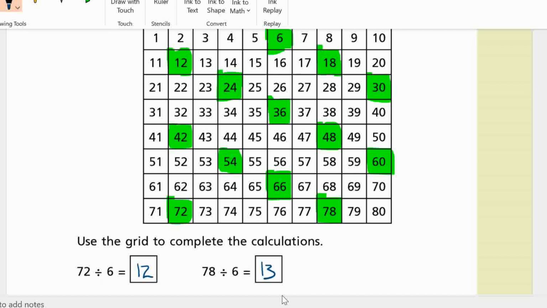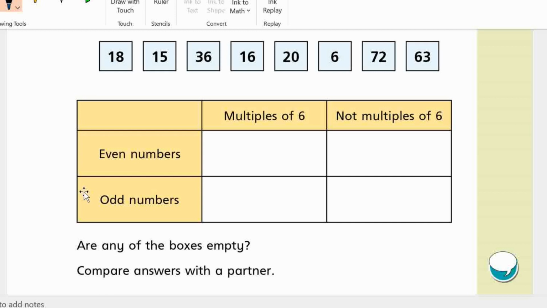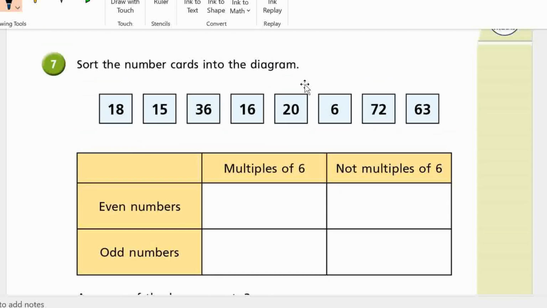Okay, not much time left. Let's see if we can quickly finish it. Otherwise, we have to do it in extra maths. Sort the number cards into the diagram. Even numbers and odd numbers. And on top of that, you have to sort multiples of 6, not multiples of 6.